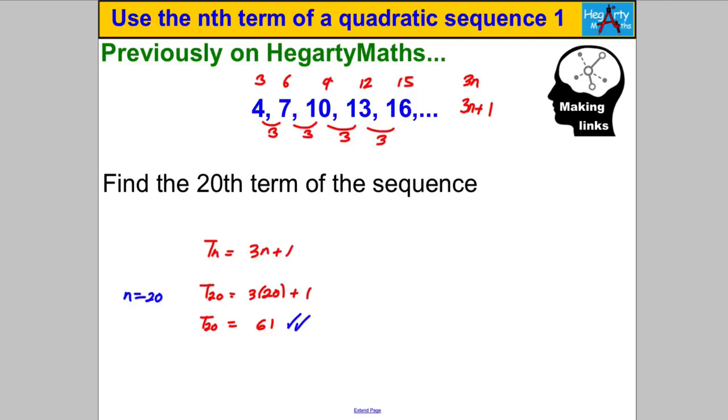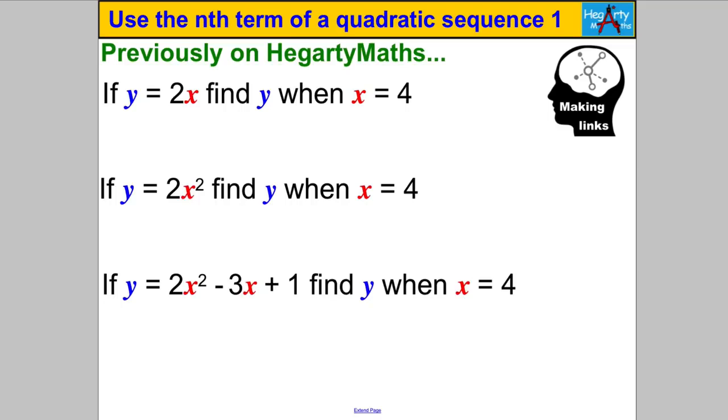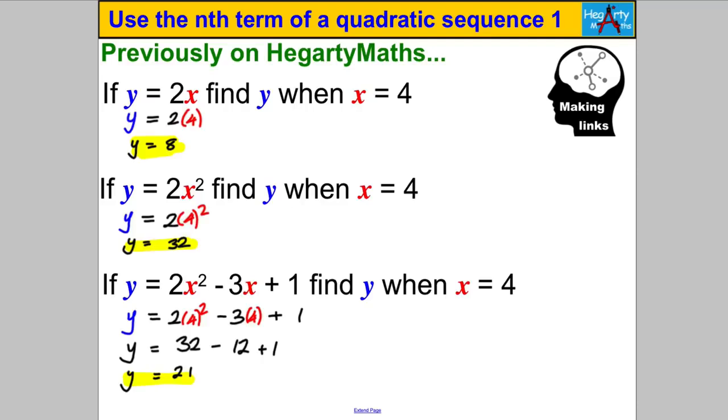The other thing we need to be super good at is actually substituting values into quadratic expressions. So I want you to do a bit of practice at that before we go forward in this particular skill. So in each of the following 3 cases, I'd like you to pause the video and I'd like you to find y when x is equal to 4 in the 3 cases. Well, hopefully you would have got the following answers. Y is 8, y is 32, y is 21.